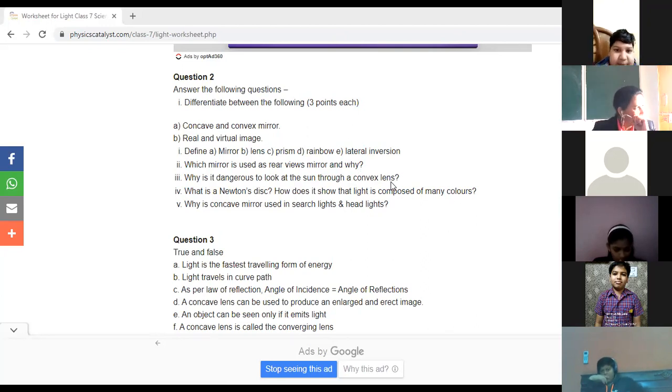So convex lens, what does it do? Convex lens can form this pointed image whose intensity is more. If we do so, what happens? Even a paper or even a dry leaf can burn. So if we see through this lens, then what will happen? The eye lens can be damaged.